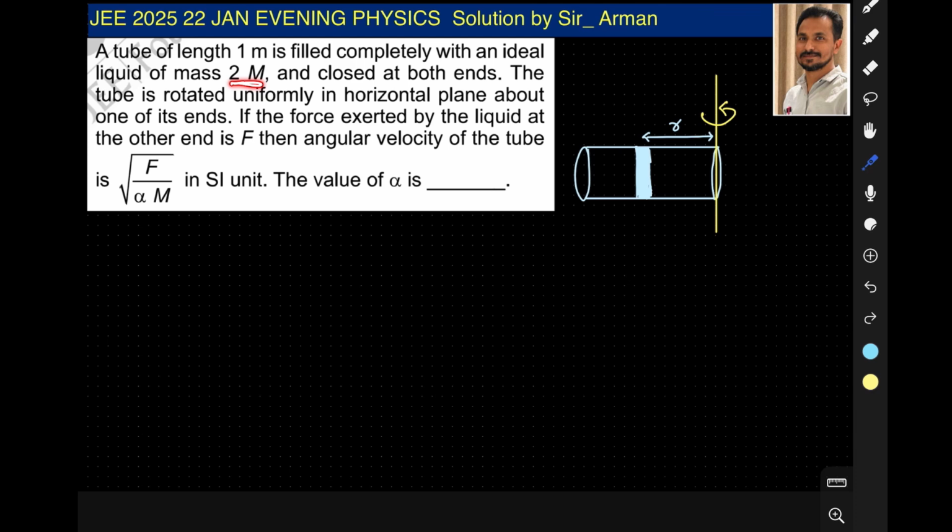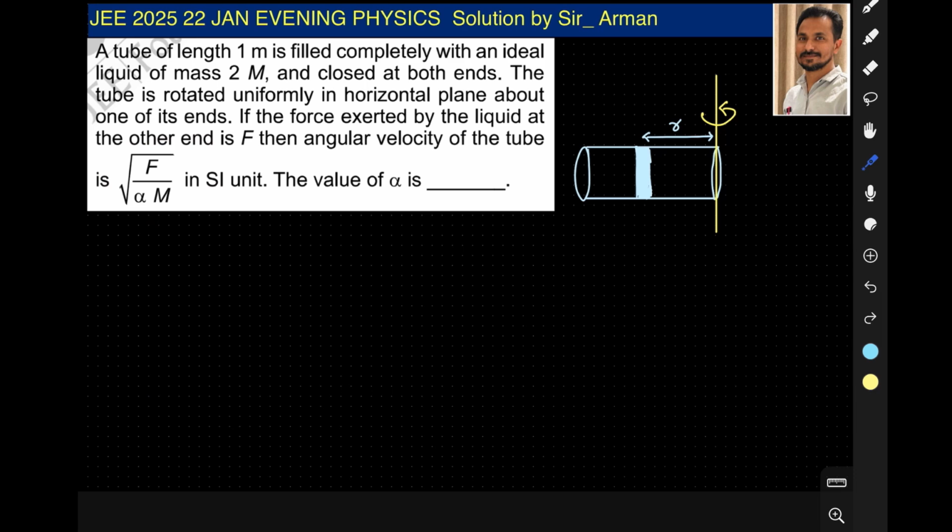A tube of length 1 meter is filled completely with an ideal liquid of mass 2m and closed at both the ends. The tube is rotated uniformly in horizontal plane about one of its end. If the force exerted by the liquid at the other end is F, then angular velocity of the tube is under root F by alpha m in SI unit. What is the value of alpha?